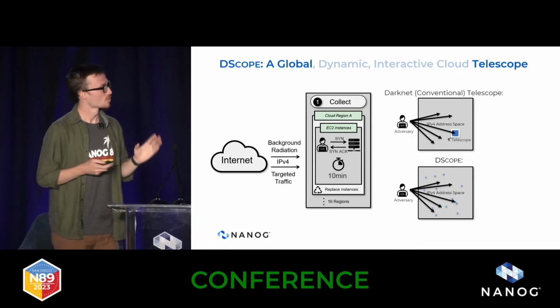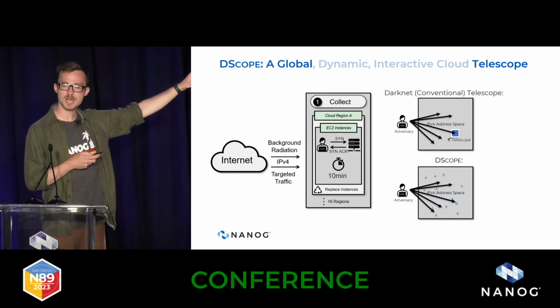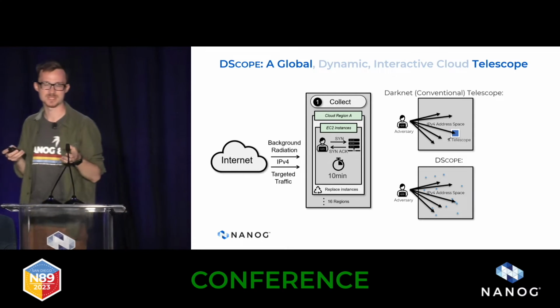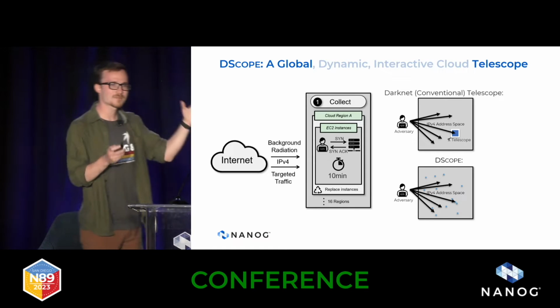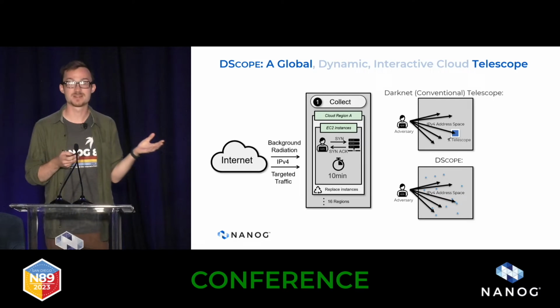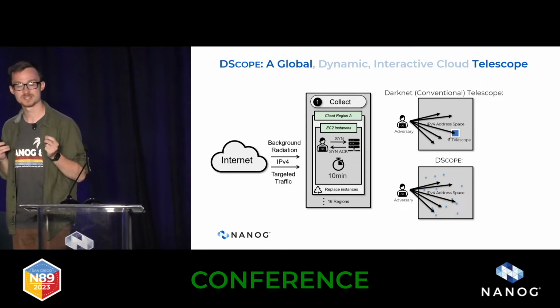In effect, whereas existing darknet and conventional telescopes sit on a homogeneous IP address range, one large /8 for instance, and receive many copies of the same traffic and aren't interactive, DScope sits on a wide variety of IP address ranges in many different networks, or specifically many different IP prefixes, receiving different traffic and interacting to elicit sophisticated behavior.